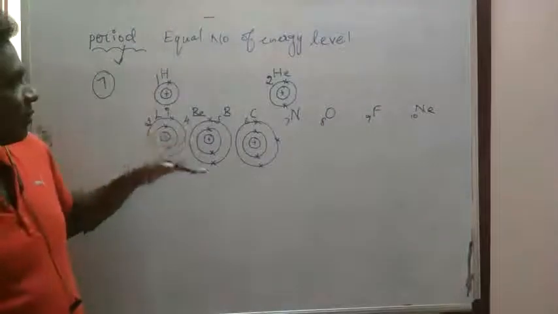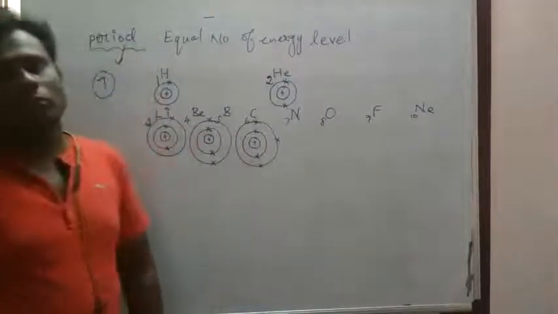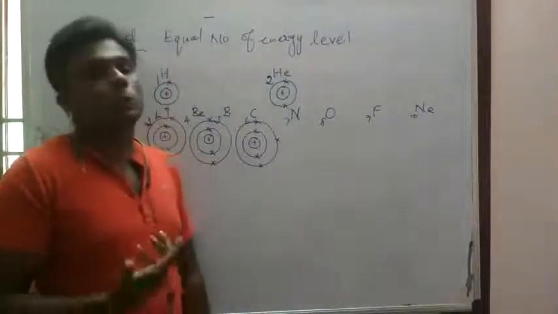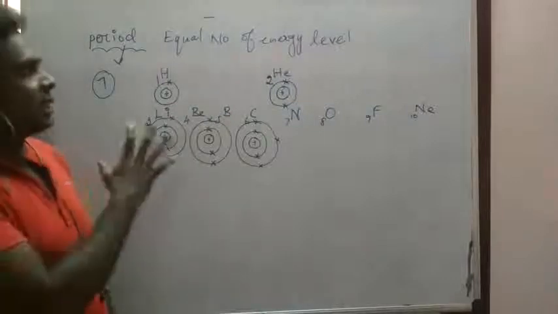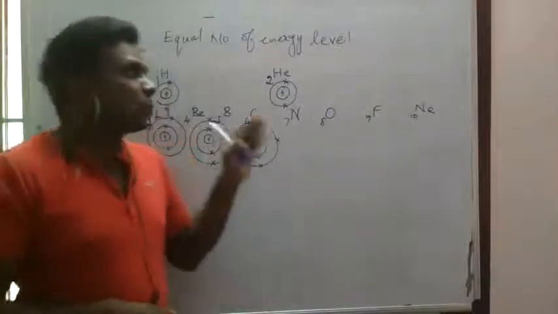So what is the similar property? Equal number of shells. In a group, it is actually an equal number of valence electrons. That is the similar property of the elements in groups and periods.